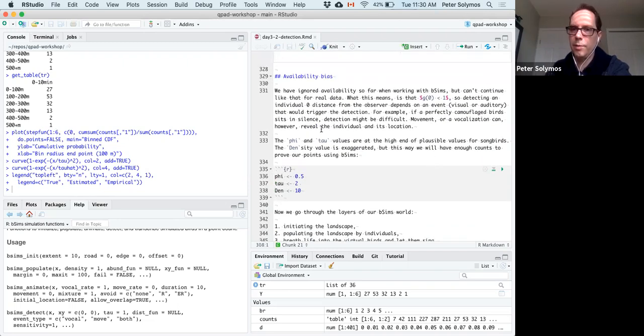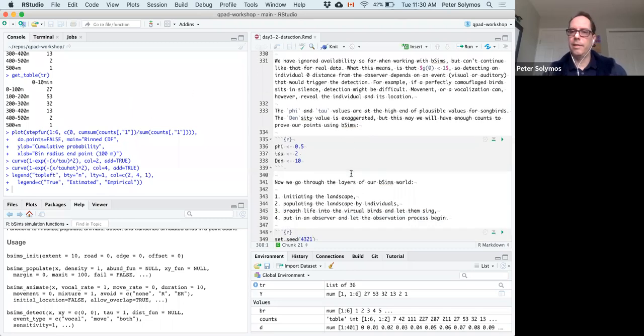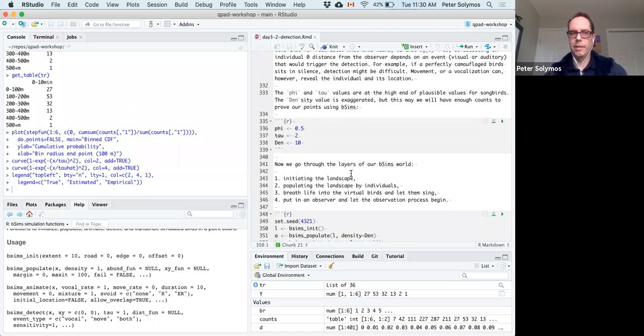And the last piece of the puzzle is we need to talk about this availability bias. So with the previous simulation, we said, don't include any detectability. All the nest locations, as initial locations, are going to be available for detection. That is often not the case. And let's now include that. That means that the value of the distance function at distance 0 is going to be less than 1.